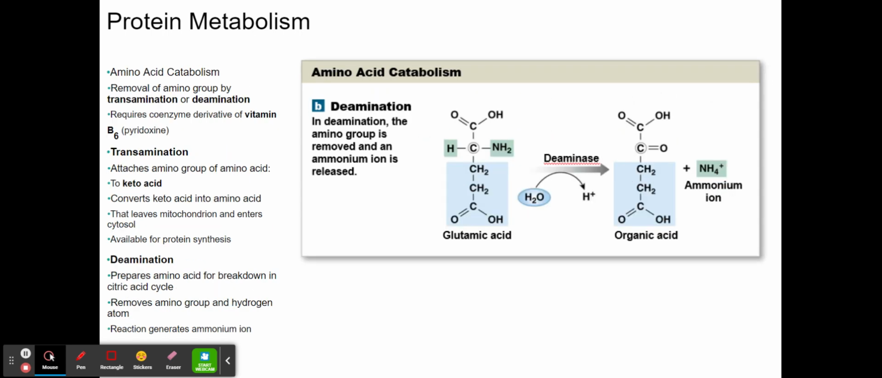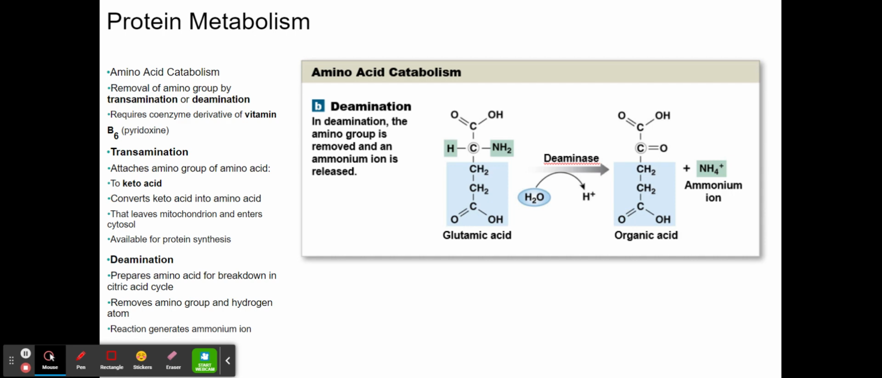The first step in amino acid catabolism is the removal of an amine group, or the NH2. This process requires a coenzyme derivative of vitamin B6, or pyridoxine. The amino group is removed by transamination, or deamination. We consider other aspects of amino acid catabolism in a later section.